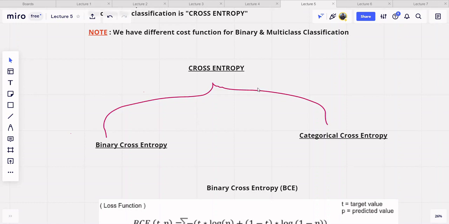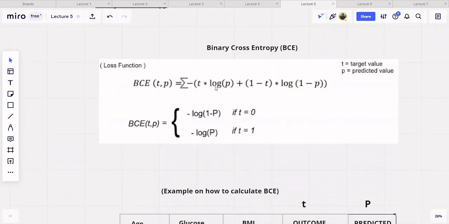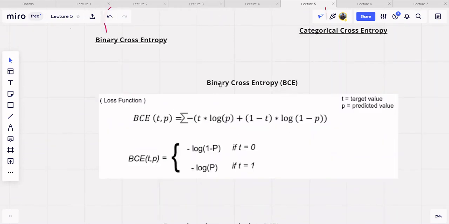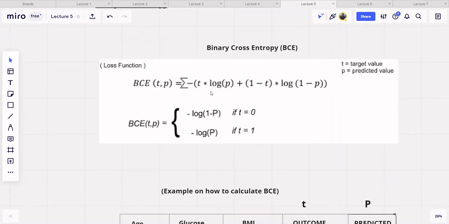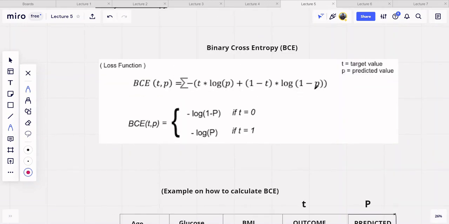All right, now here I have highlighted the formula for binary cross entropy. It's a very simple formula. T here represents the true value, and P represents the predicted value. The true value is the actual value of your sample, and the predicted value is the probability that your model has predicted.